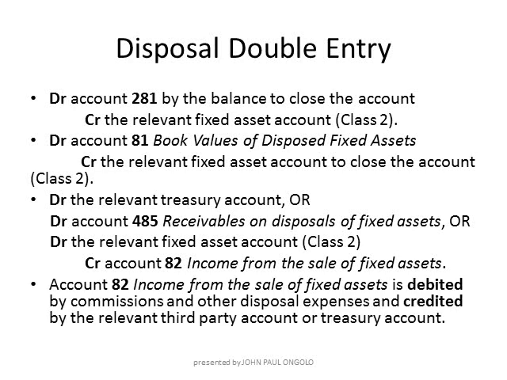It is relevant to note that account 82 is debited by commissions or other disposal expenses and credited by the relevant third-party account or treasury account. It means if we pay a commission in order to dispose of the fixed asset, we are going to debit account 82 instead of debiting the commission expense account, the 63 account. We are going to debit account 82 and credit the relevant third party if the commissions were paid on credit, or credit the treasury account.